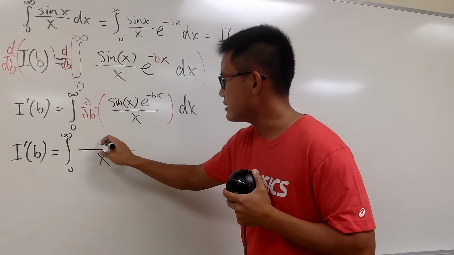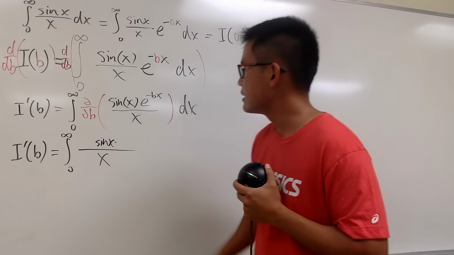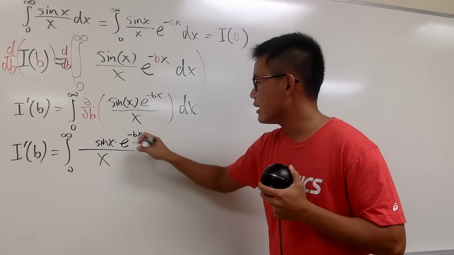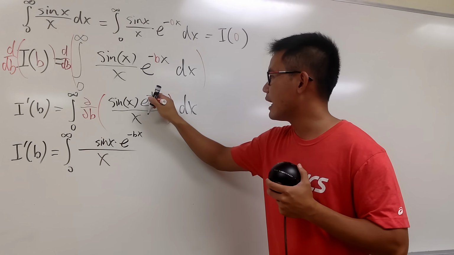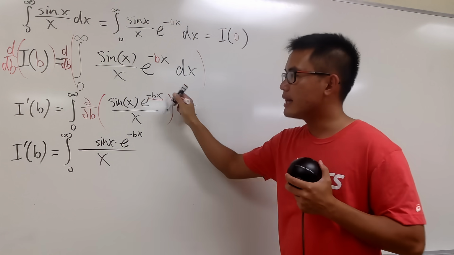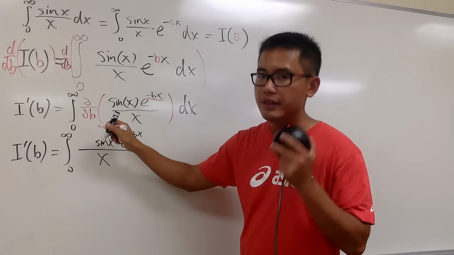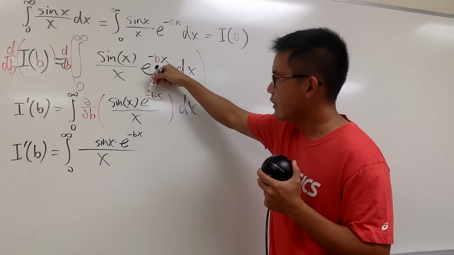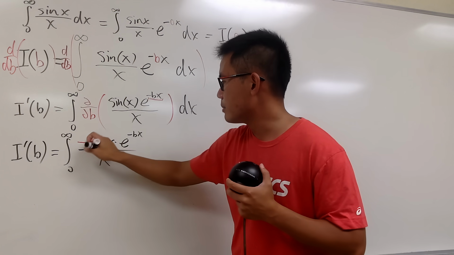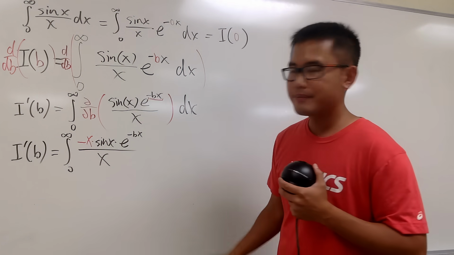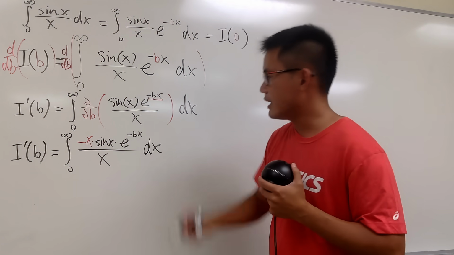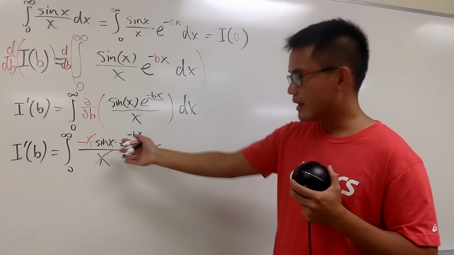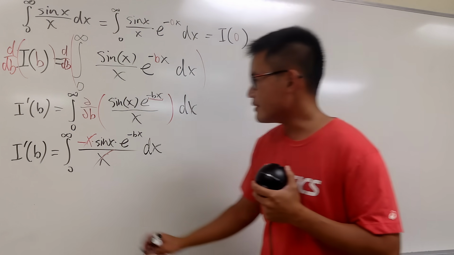Sin x is a constant, it stays, so let's put that down, the sin x. And now e to the negative bx stays the same, right? But we have to multiply by the derivative of negative bx in the b world. Namely, x is the constant, so we have to multiply by what? Negative x. So I will multiply by negative x like this, right? And this is still dx. And now check this out. X and x cancel. Now that's what we have, right?